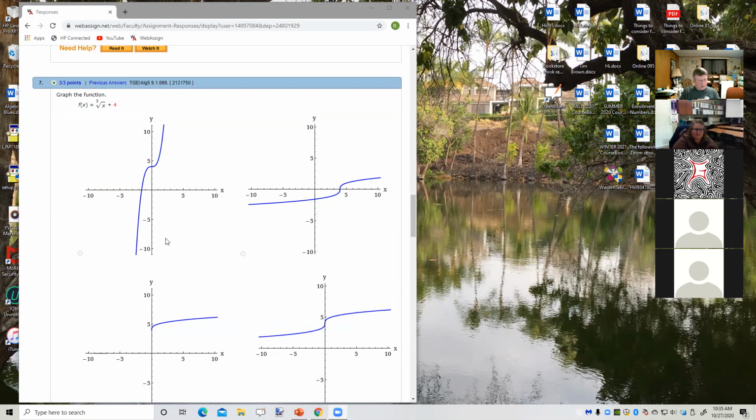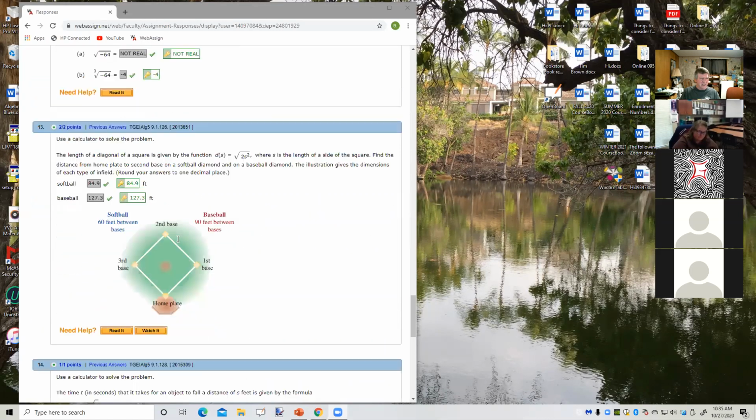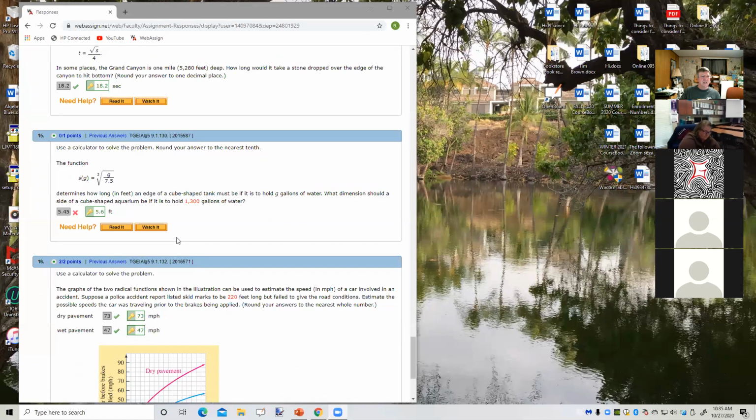Okay, we're going to go on and take a look at problem number 15 here, which says, use a calculator to solve the problem. Round your answer to the nearest tenth. The function s of g equals the cube root of the quantity g divided by 7.5. This determines how long in feet an edge of a cube-shaped tank must be if it is to hold g gallons of water. What dimension should the side of the cube-shaped aquarium be if it is to hold 1,300 gallons of water? Okay, so basically what we're going to do is we're going to find S of 1,300.